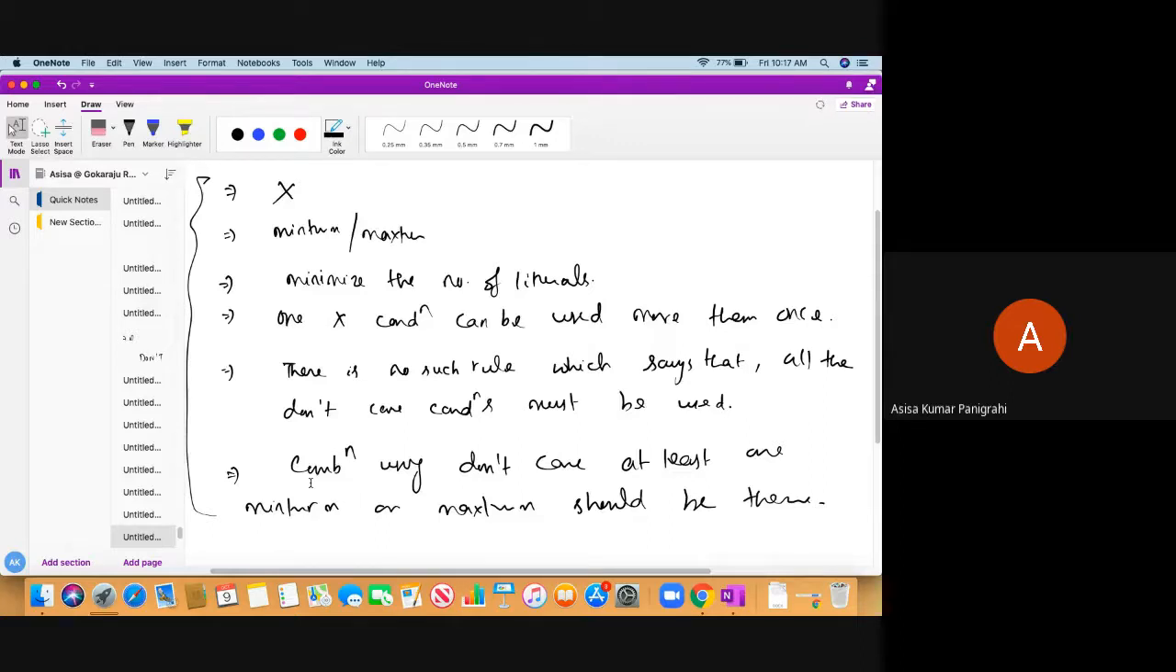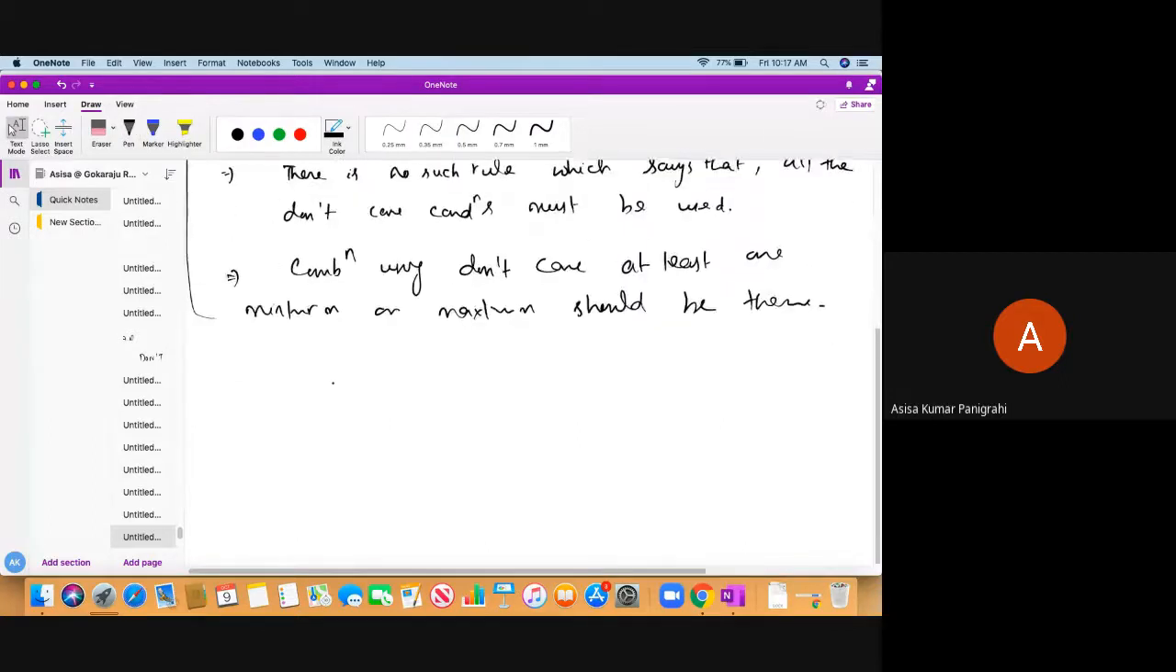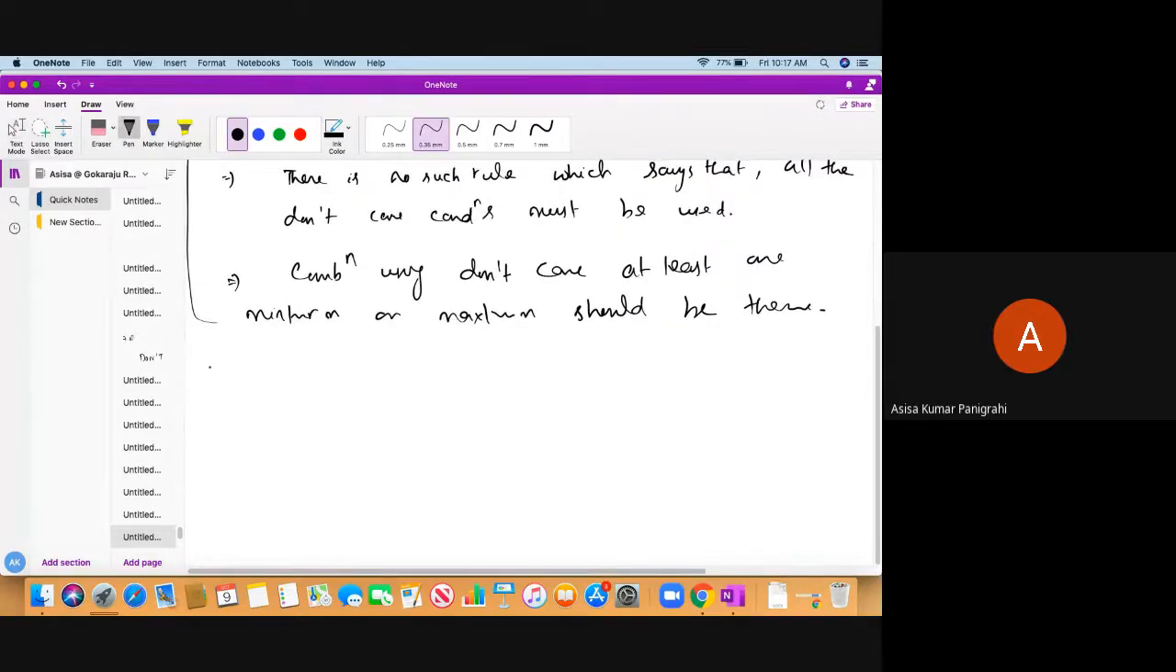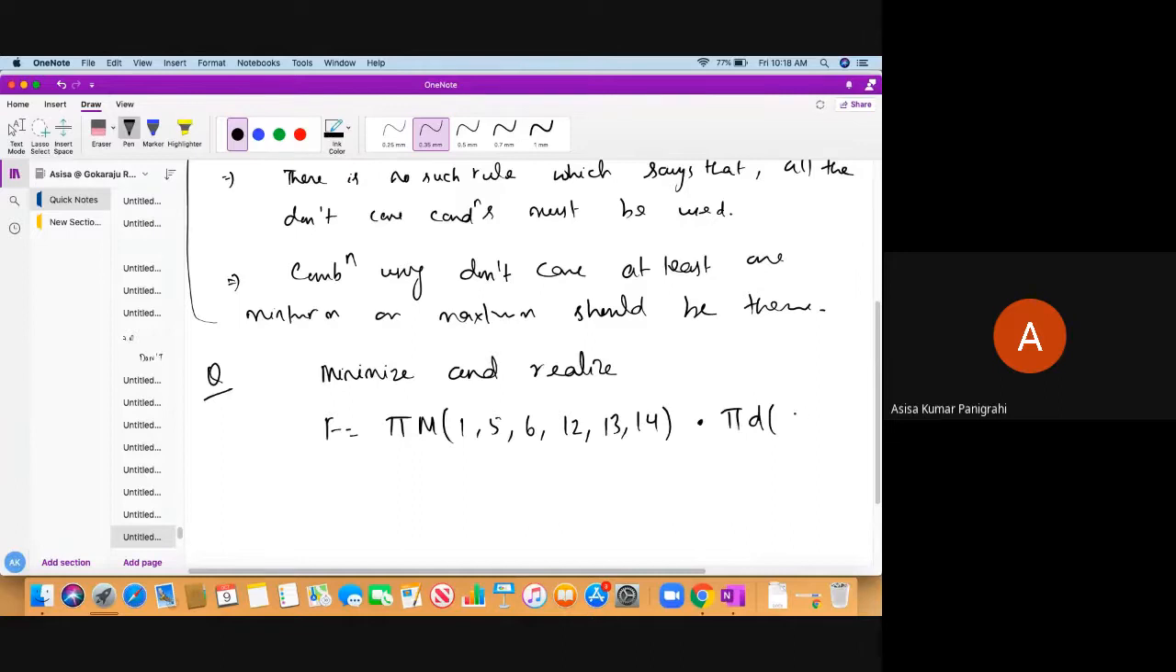Just see here, as I told you, a don't care condition can be used as a min term or max term. So we can use those in POS functions. See here how. Let's say my question is now: minimize and realize f = Π M(1, 5, 6, 12, 13, 14) and Π d(2, 4).